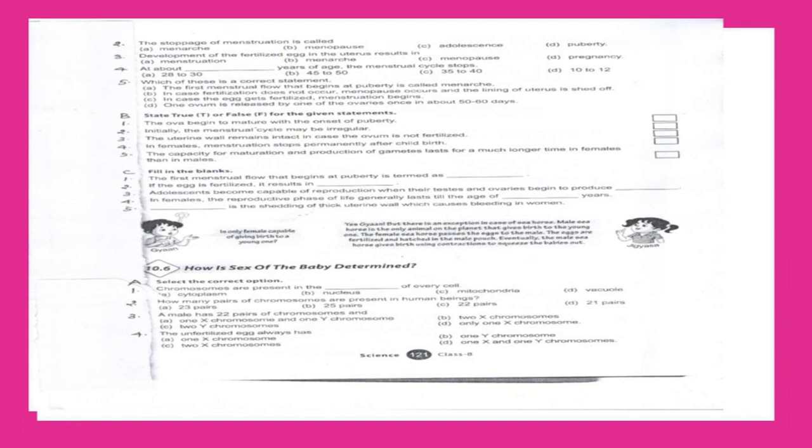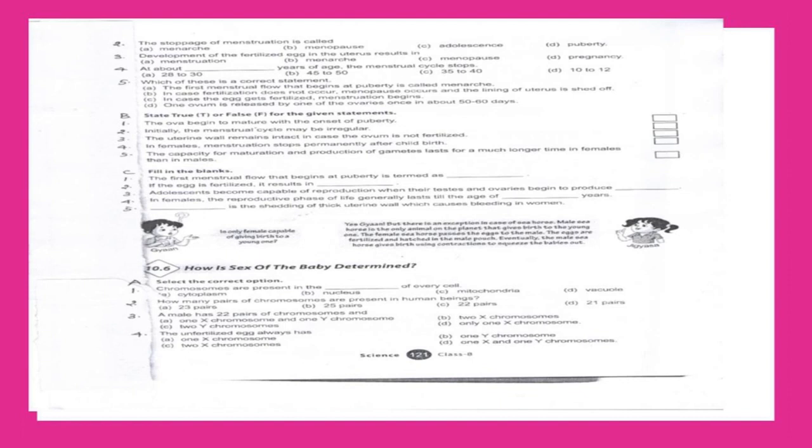Then adolescents become capable of reproduction when the testes and ovary begin to produce gametes. Then fourth, 45 to 50 years. Then menstruation is the shedding of thick uterine wall which causes bleeding. I hope you understand. So I repeat the answers: menarche, pregnancy, gamete, 45 to 50 years and menstruation.